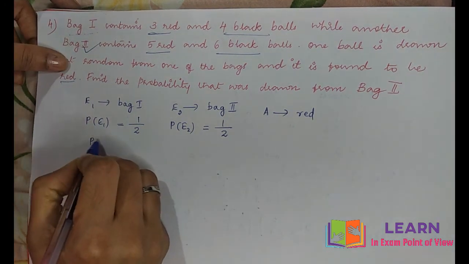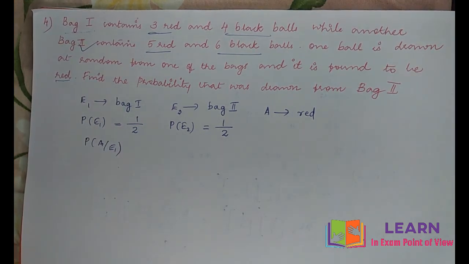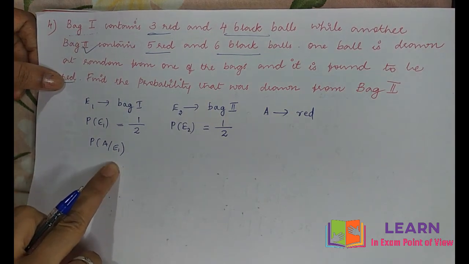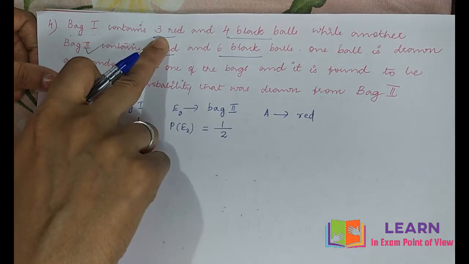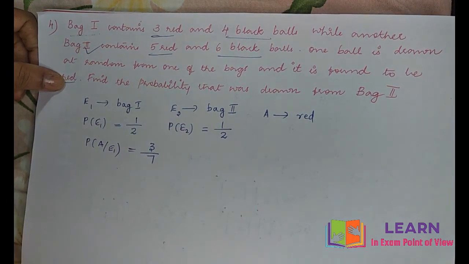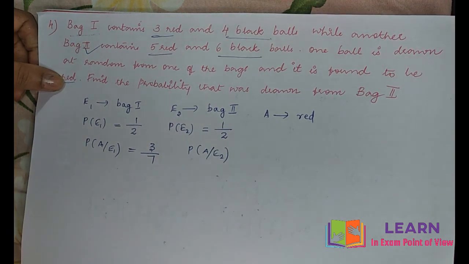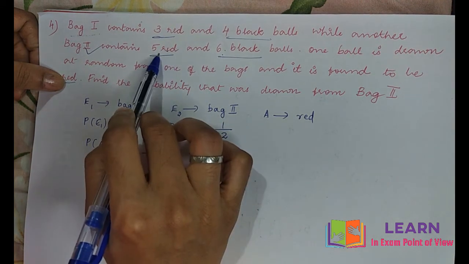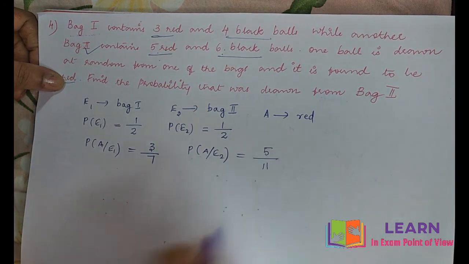Then how you can write conditional probability A given E1? That is what? Drawing how much red balls from bag 1. In bag 1, how many total balls? 3 plus 4, 7 balls. Out of 3 are red, so its probability is 3 by 7. Fine. Similarly, probability of getting a red ball from E2, that is bag 2. In bag 2, there are how many balls total? 6 plus 5, 11 balls. Out of 5 balls red. So 5 by 11 will be the probability.